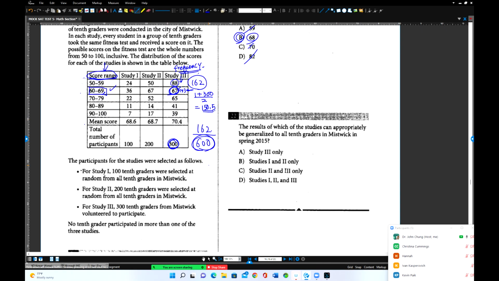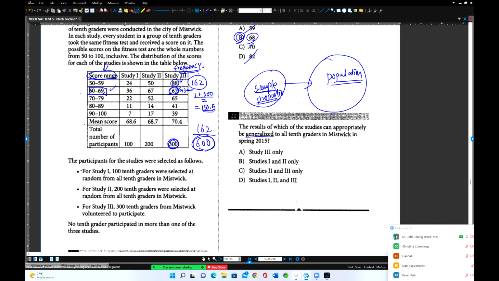The result of the studies can be generalized to all 10th graders in Milwaukee in spring. Generalized, what is it? Appropriate generalization uses the sample proportion and the data. The probability represents what? We can apply all this result to the population. That is generalization. But it should be what? The sample should be random, okay?